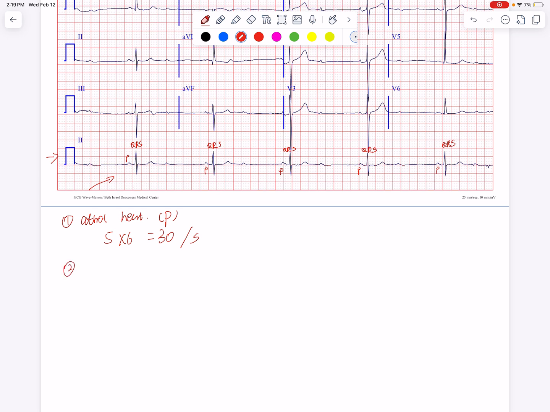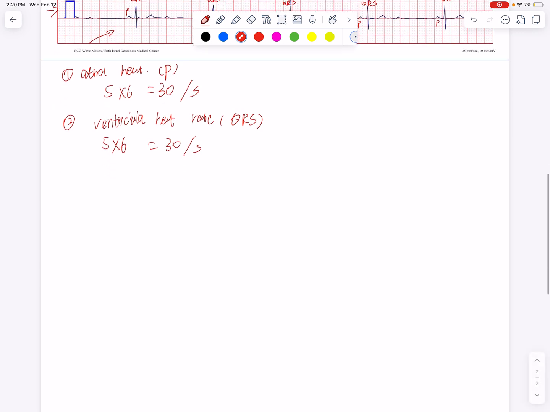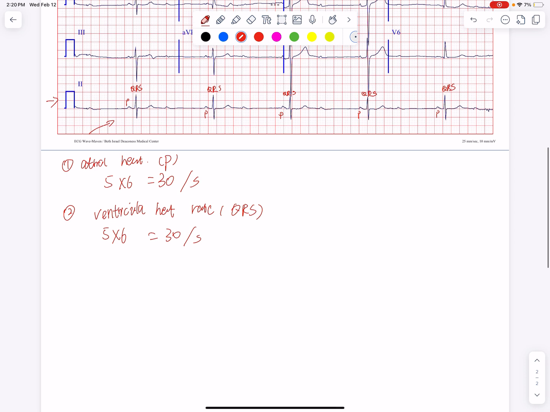And the second question, I believe, is the ventricular heart rate. For this one, we look at the QRS and count how many there are: 1, 2, 3, 4, 5. So also 5 times 6, which is 30 beats per minute. So that's basically how we identify the rate, which is regular.